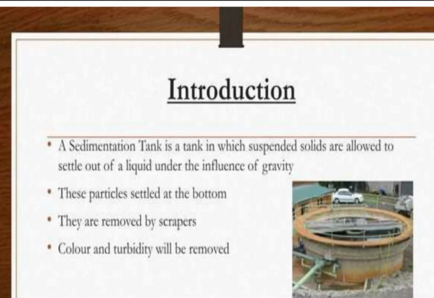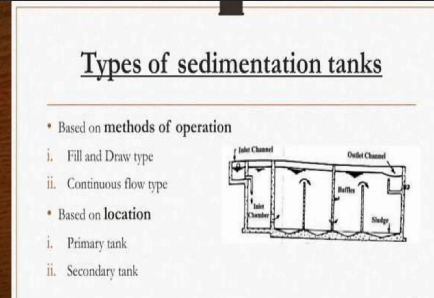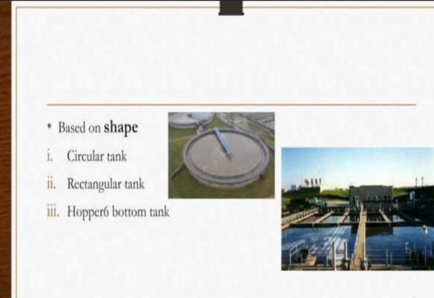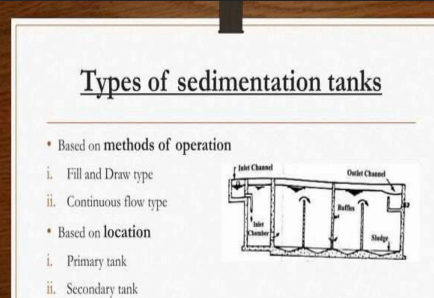In the sedimentation tank, large particles like plastic, paper, tree branches and some other large particles will settle at the bottom of the tank due to gravity. These are the types of sedimentation tanks based on method of operation, based on location and based on shape. Here, based on method of operation is very important: fill and draw type and continuous flow type.